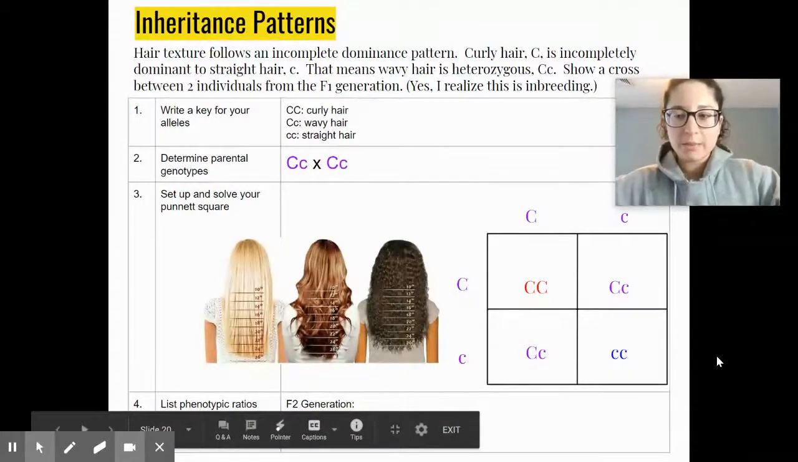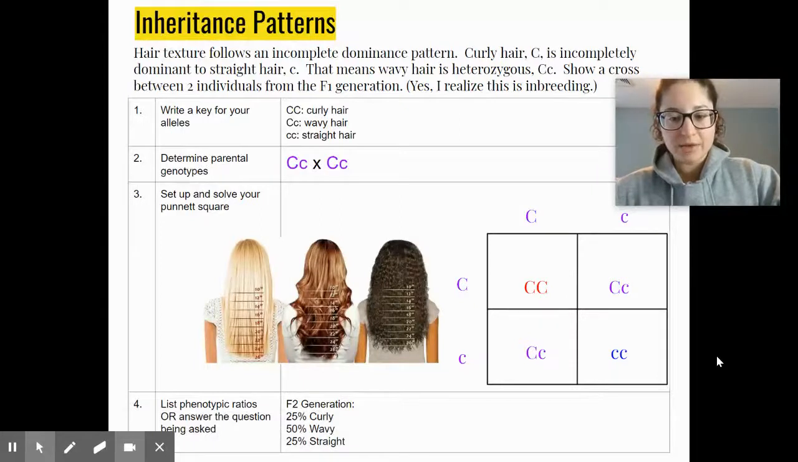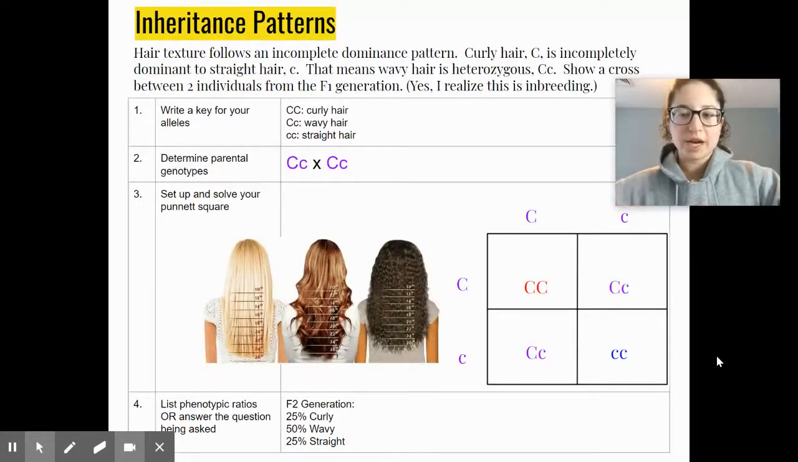We have one box that is homozygous dominant. Those are our red C's, and that's going to be curly hair. So 1 out of 4 is 25% curly hair. We have two boxes that are heterozygous. That's the purple boxes, so big C, little c. That is wavy hair. So 2 out of 4 is 50% wavy hair. And then 25%, 1 out of 4 boxes, that's the blue box, are homozygous recessive. So that's little c, little c with straight hair.